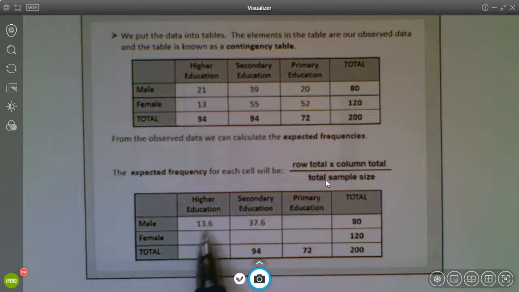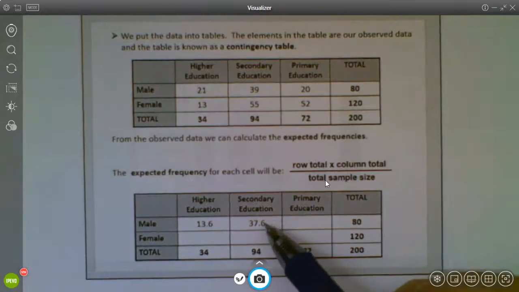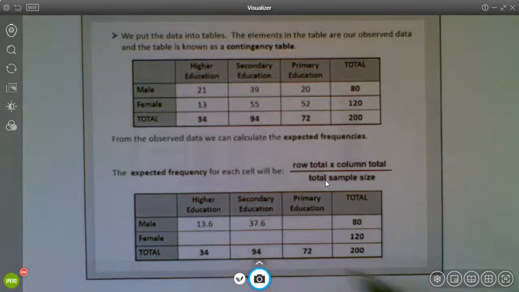In other words, if you have 200 teachers, they would expect 13.6 of those teachers to be males in higher education. So then they went on to do this for secondary, primary, and they did it for all 6 cases. Let's just maybe try it for a couple of these, but again, let me show you where this one came from.